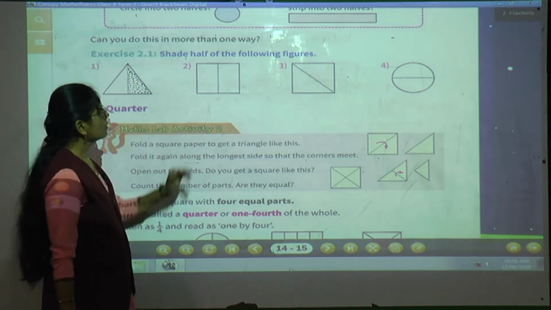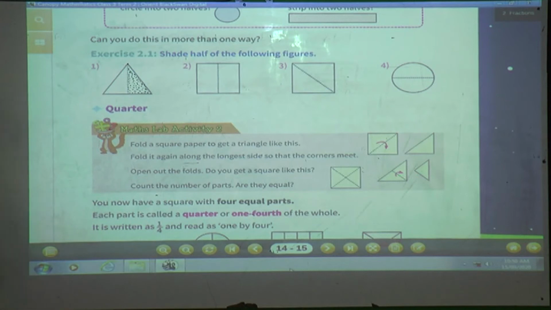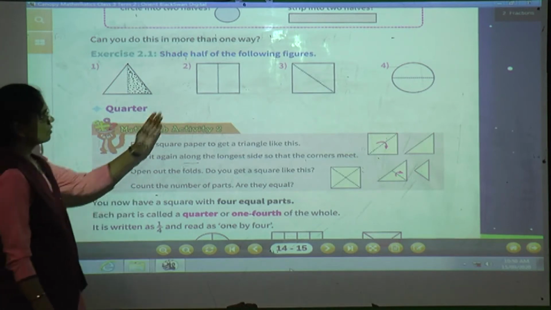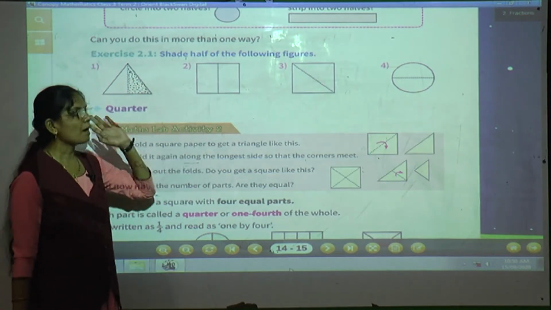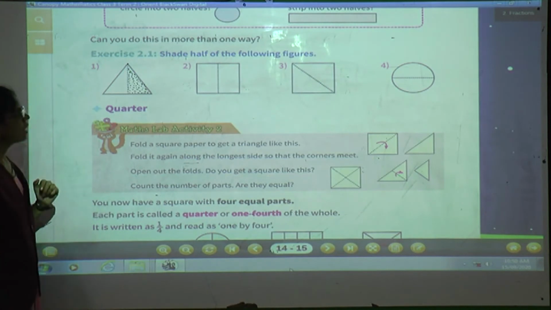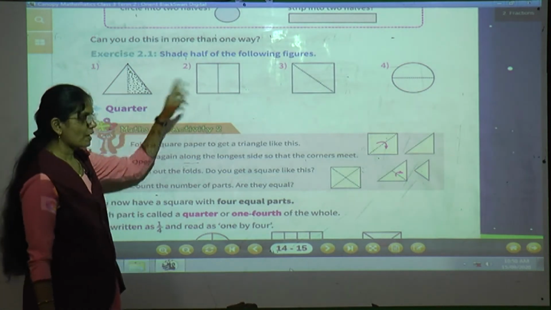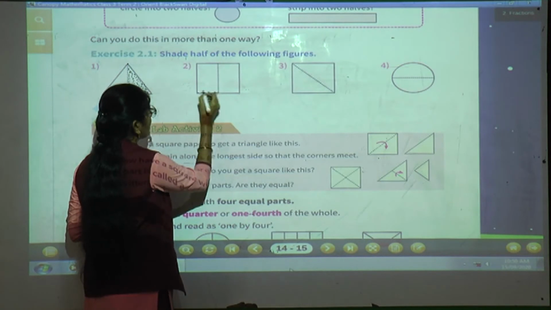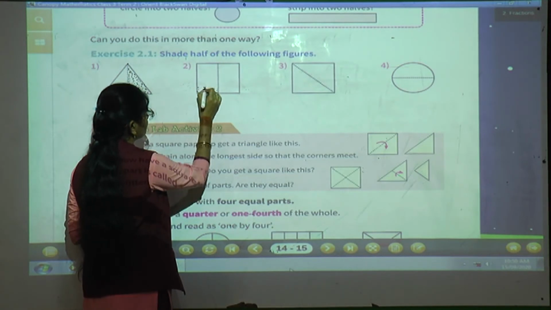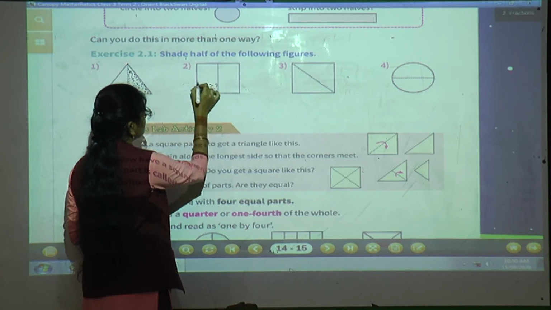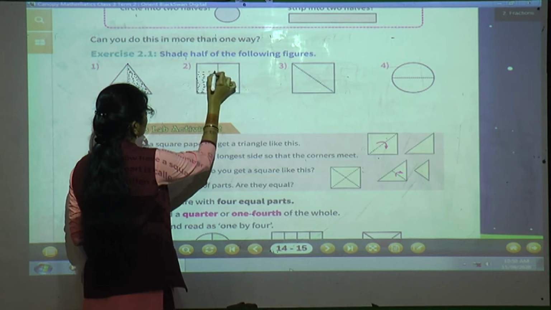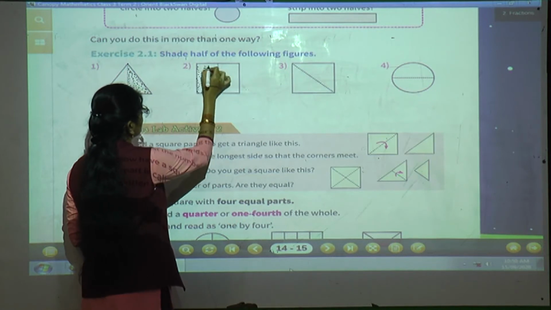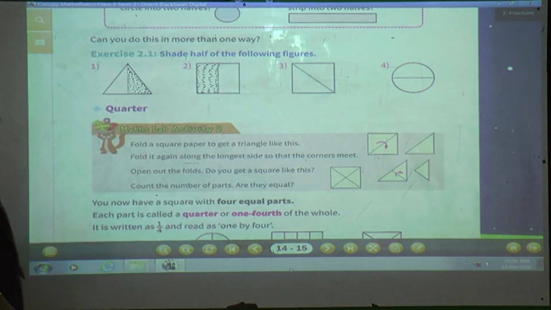See the second one. It is a square. Now if we fold this square from the center, we will get two equal parts, and each part is called half. Now shade half of the square. Okay. Now see, any one part you can shade it. Okay, clear? Now see the third one.